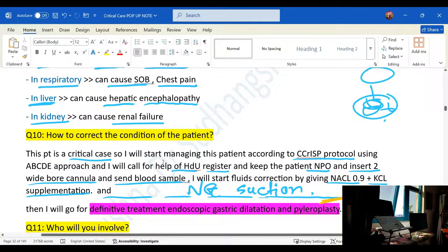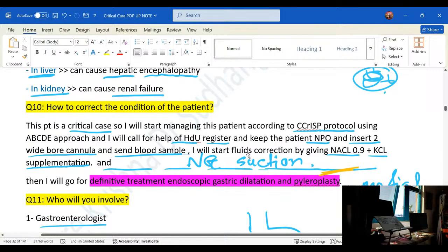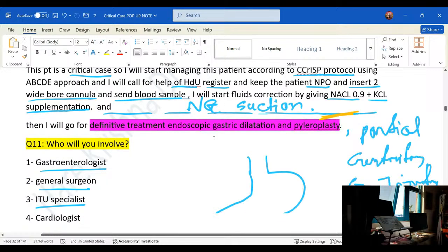Then I will go for definitive treatment: endoscopic gastric dilatation and pyloroplasty, because there is pyloric obstruction or narrowing. How is pyloroplasty done?